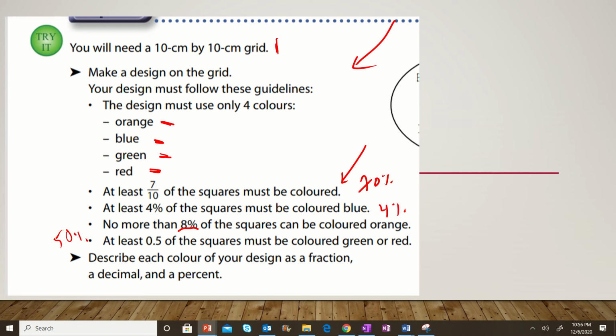All right. Describe each color of your design as a fraction, a decimal, and a percent. Don't worry about that part. Okay. What I want you to do is just create a design, okay, based on this criteria as a little practice to this unit.